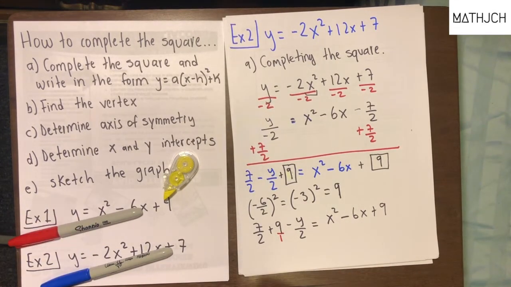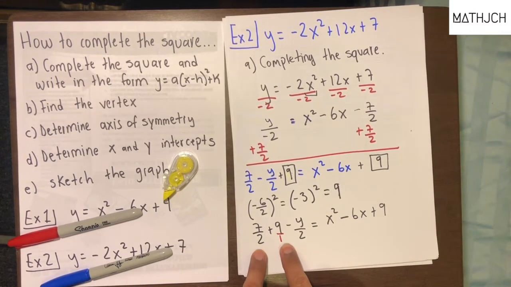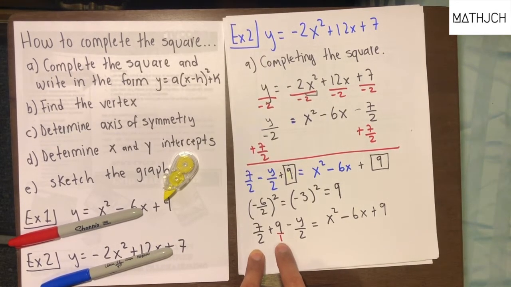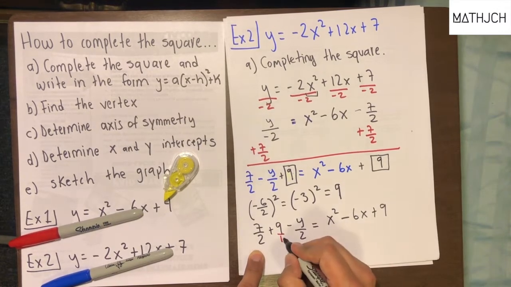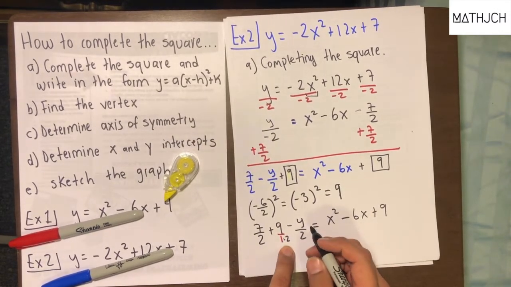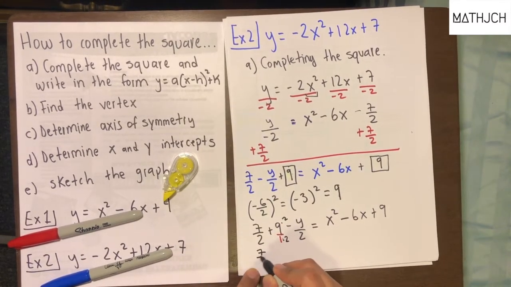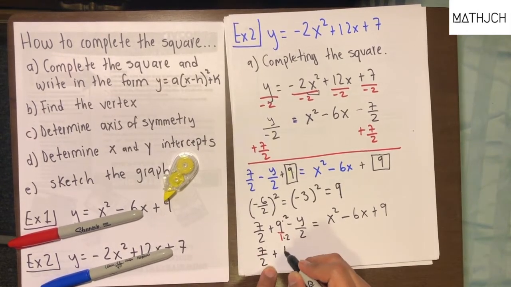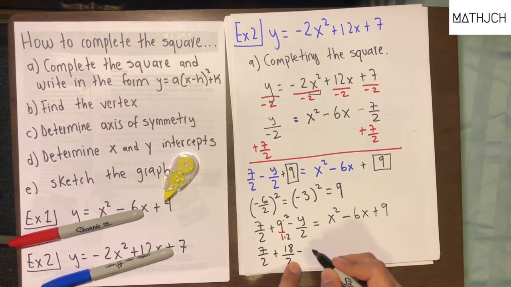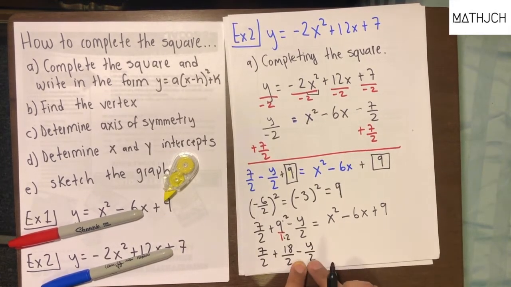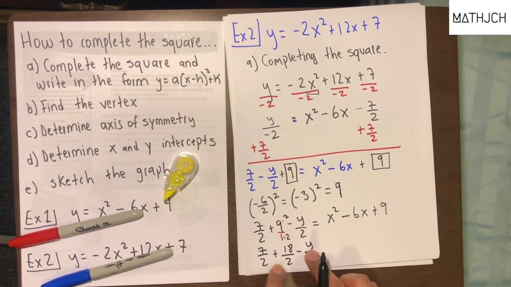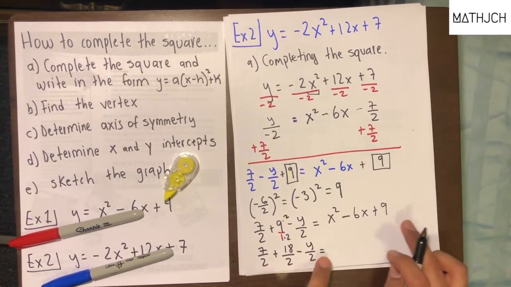In order to add fractions, if you have forgotten, don't worry about it. We need to have the same denominator. We have 2 here, we have 1 here. Our LCD between 2 and 1 is automatically 2. So we have to make this 1 into 2 by multiplying it by 2. If I multiply the bottom by 2, I multiply the top by 2 as well. That will leave us with 7 over 2 plus 9 times 2, that gives us 18 over 2, minus y over 2, which we're not going to combine because they're not like terms.